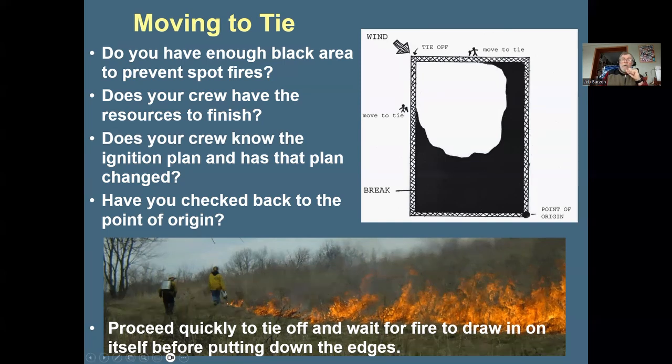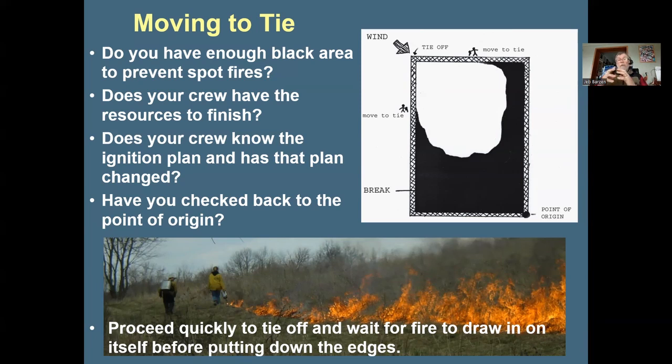When you're moving these torches to tie, you want to make sure that this person who's lighting knows exactly where to go. And oftentimes the burn boss might change the tie point in the course of the burning, because they've learned from the weather that they're experiencing during the burn that the planned tie point isn't appropriate.